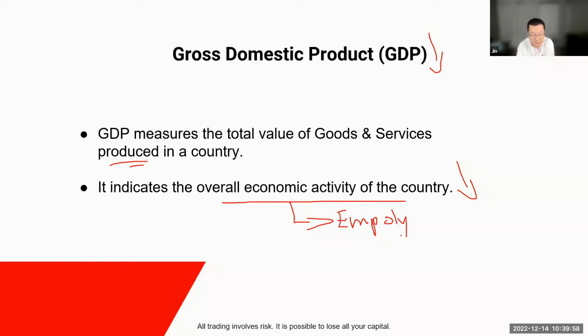Employment numbers would slow down because companies are not spending as much, they're not building as much, they're not selling as much. So they're going to slow down on employing people.